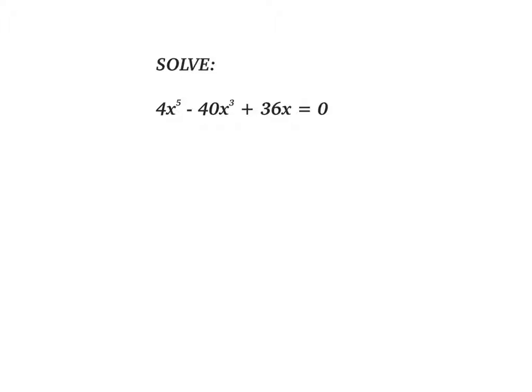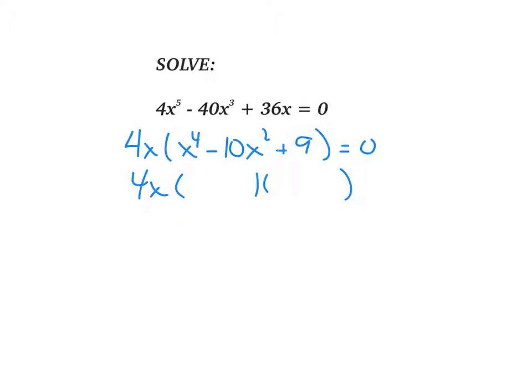So this one says solve. And we could say we're going to solve by factoring. So I'm going to take out the GCF first, which is 4x. That's going to leave me an x to the 4th minus 10x squared plus 9 when I take that out. So now I'm looking to factor my parentheses, what's in here.